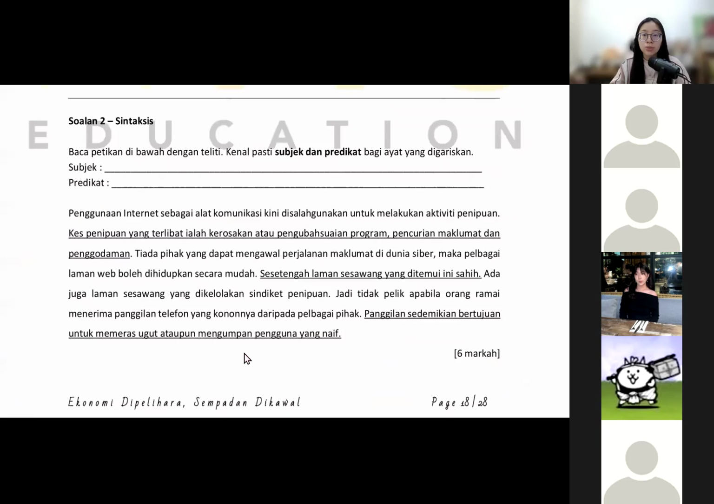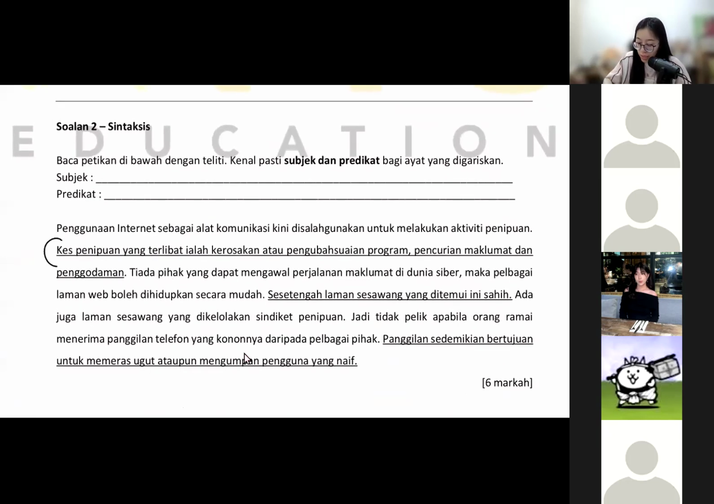Okay, now we go for subject and predicate. Very easy now. Case until pergoraman, which is hacking. Now, which one is your subject? Case penipuan, yes. No. Case penipuan, there's a yang, which is until terlibat. Yes, correct. Because got yang, they still introduce what is your subject. So this is your subject, behind is your predicate.